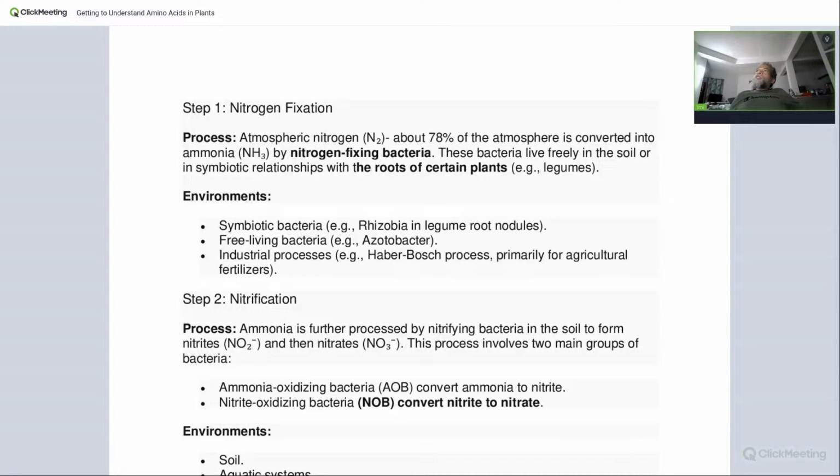In the air outside, you have about 78% of nitrogen gas. It's N2. Oxygen gas is what? O2. Hydrogen gas is H2, and nitrogen gas is N2. You have N2 about 78% outside. Now that has to be converted to NH3. What is the H? Hydrogen, right? So 3 hydrogens have to combine with 1 nitrogen to make ammonia.